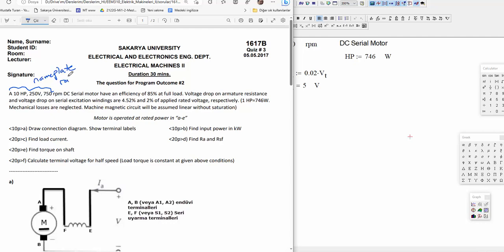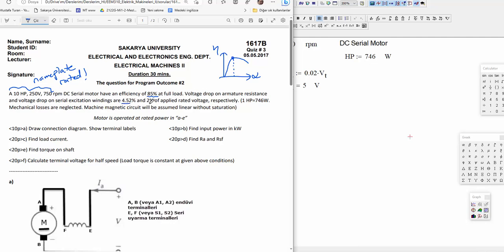and they are rated values. The DC serial motor has an efficiency of 85% at full load. Okay, that again belongs to rated values. You know, efficiency is a function of loading ratio. It has a different curve. At one point it has a maximum value, but here a value belonging to full load operation is given.